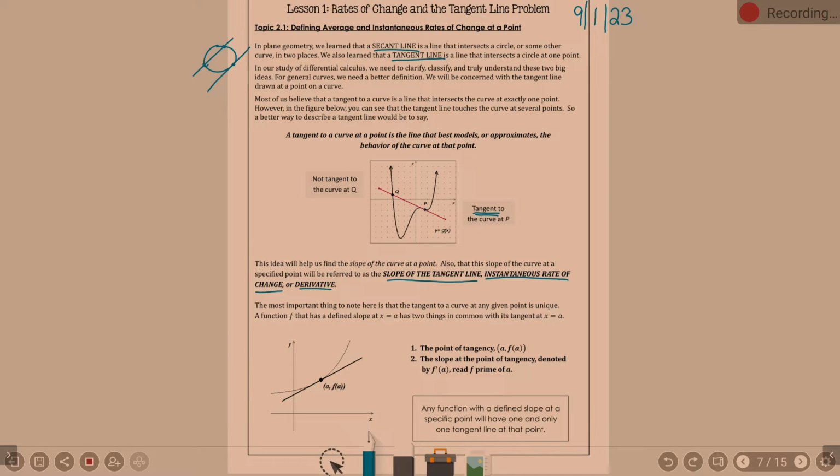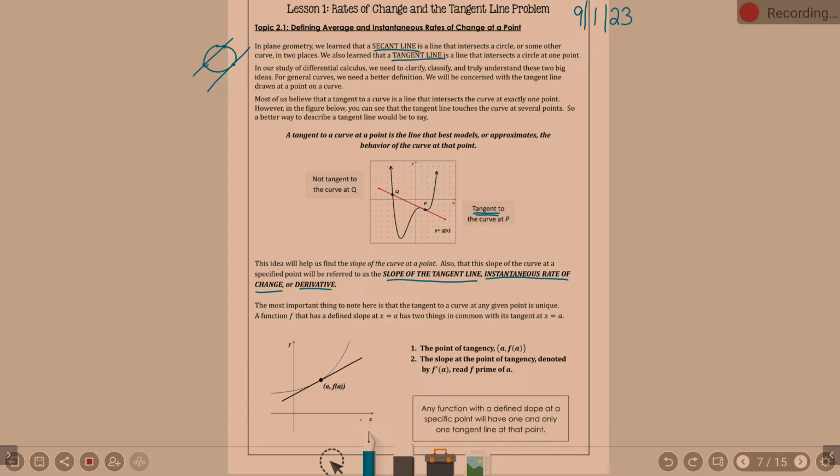Most important thing to note here is that the tangent to a curve at any given point is unique. A function f that has a defined slope at x equals a has two things in common with its tangent at x equals a. One of those is the point of tangency right here. If it's going through a, that point of tangency is going to be a comma f of a, because your y value is going to be whatever you get when you plug the x value in. Is that making sense? And then the slope at the point of tangency, denoted by f prime of a.